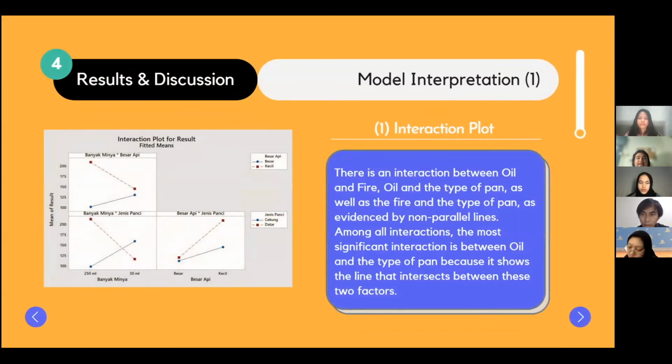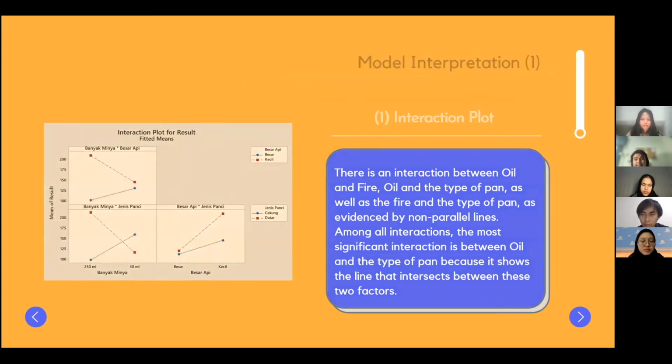So the next part is model interpretation. The first model is the interaction plot. From this experiment, there are interactions between oil and fire, oil and the type of pan, as well as fire and the type of pan, because there are non-parallel lines on the graph. Among all interactions, the most significant is between oil and the type of pan because the lines intersect between these two factors on the graph. Next.